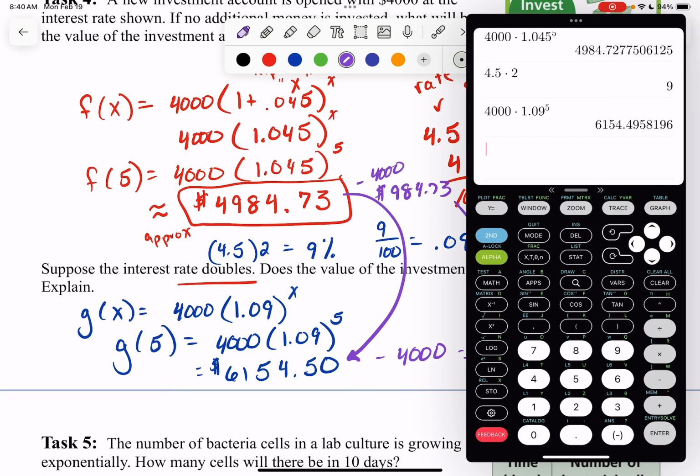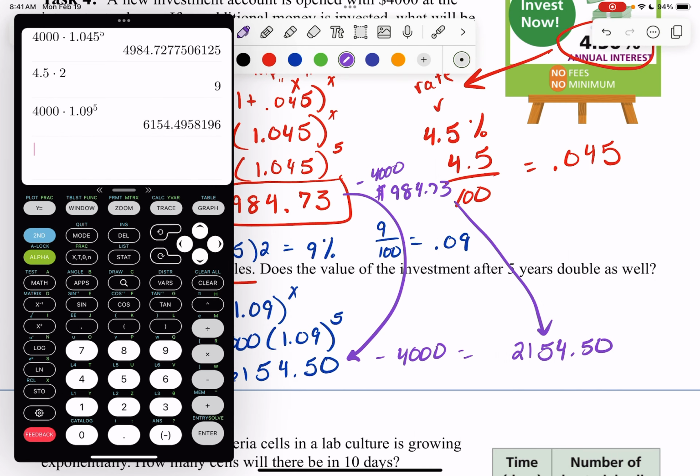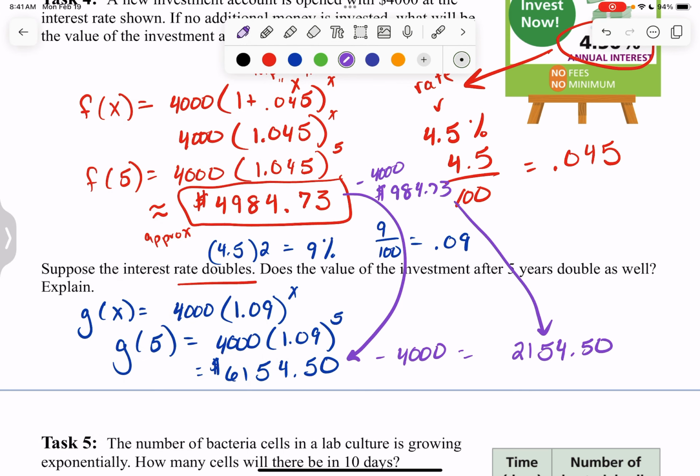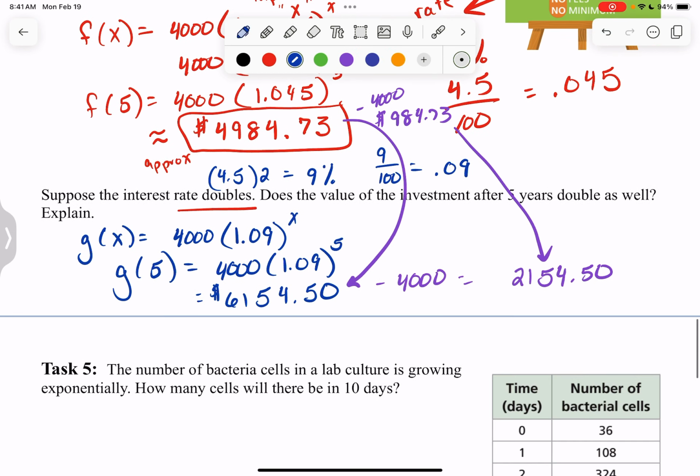Because if I take that 984.73 and double it, I get about $2,000. So I made more than double the amount of money by my interest rate doubling. Now, the value of the investment didn't double, okay? The value of the investment is $4,000. For that to double would be 8,000. That didn't double. But the amount of money I made more than doubled. Interest is an interesting thing, okay? It doesn't always work how we think it would.